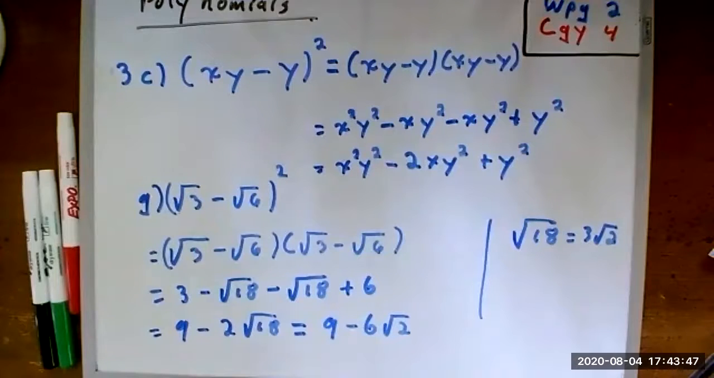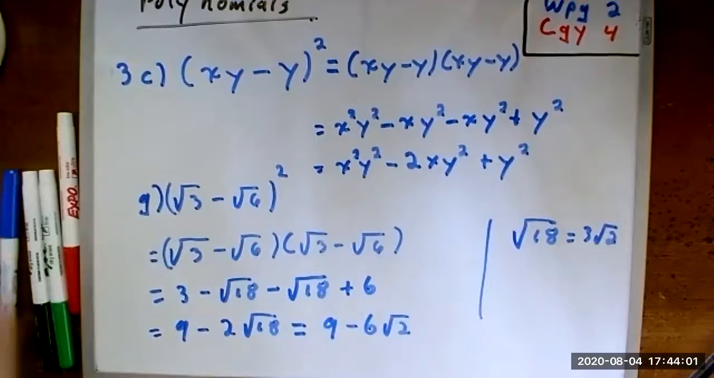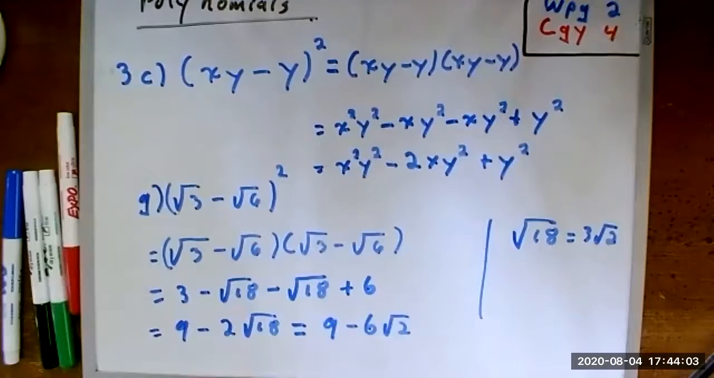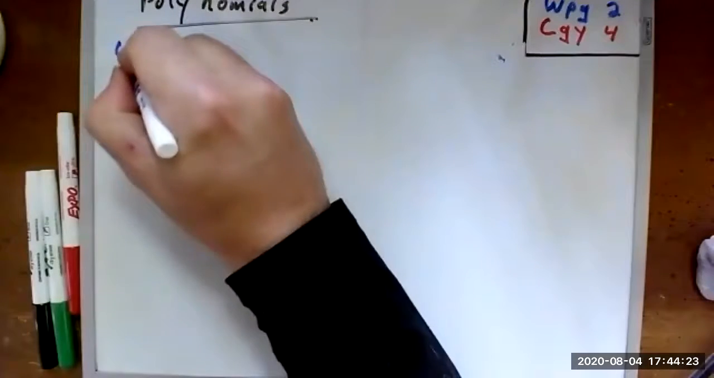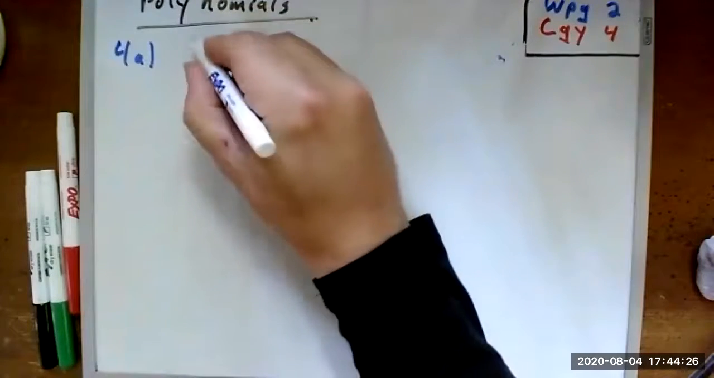Everybody good so far? Okay, moving on to question number 4, where we're being asked to simplify the following expressions. There was no specific letter in there, so I'm going to do question A as the first example, and I'm going to do question D, so you can see how that works. I will do A and D, and hopefully the pattern will be enough so that you can see how this all works.